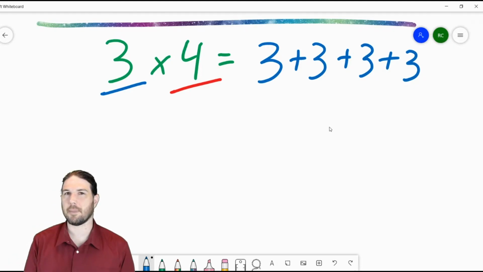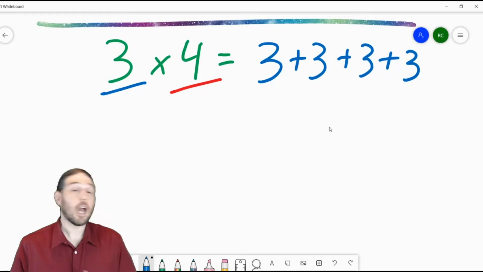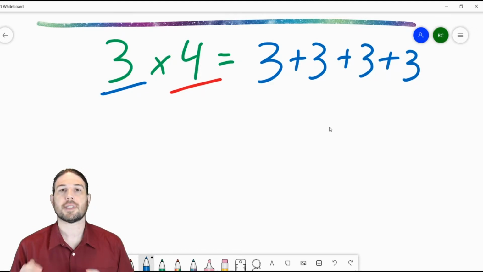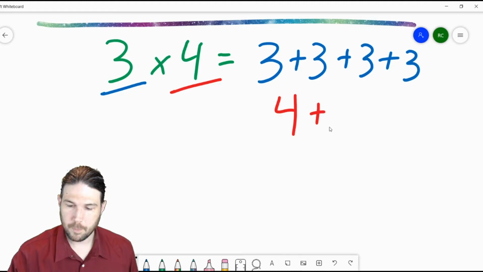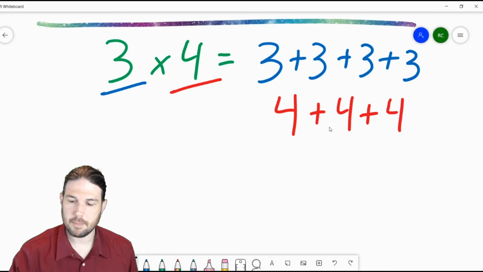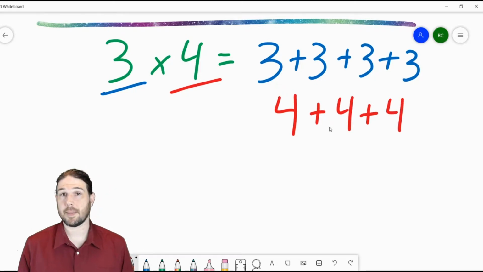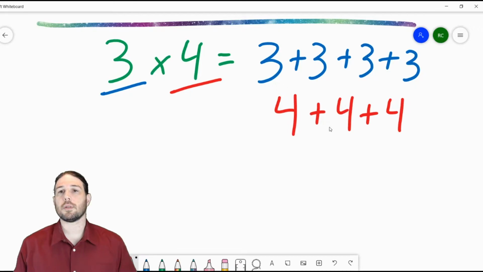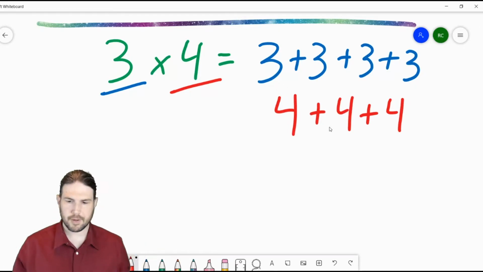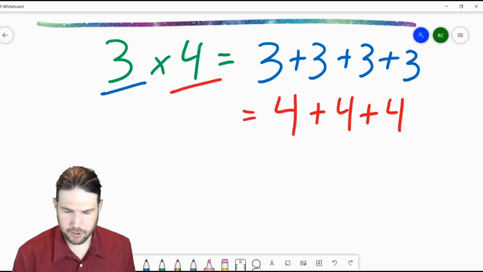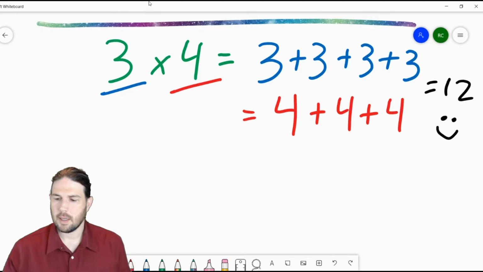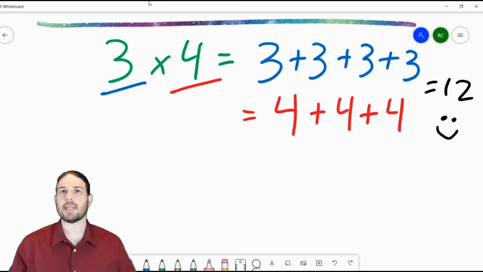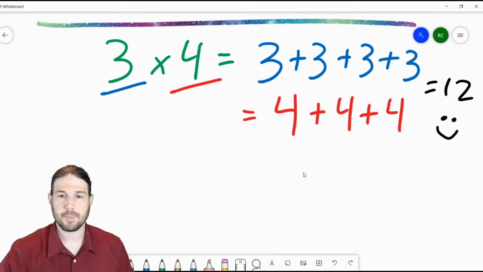I hope I haven't lost anybody yet. But the opposite is also true, right? We can also say that 3 times 4 is 4, 3 times. Right? So this is all very interesting, I'm sure, and the answer's 12 either way. Happy face. But let's mess things up a little bit by throwing a negative number into the mix, okay?